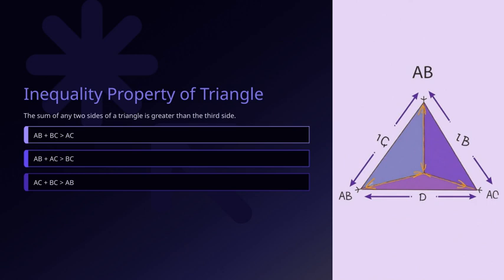These inequalities are key because they help us determine whether three lengths can actually form a triangle. If any of these conditions aren't met, the sides won't create a proper triangle. So, remembering this inequality property is crucial as we explore different types of triangles and their characteristics, ensuring that the sides we choose or analyze can indeed come together to form a valid shape.